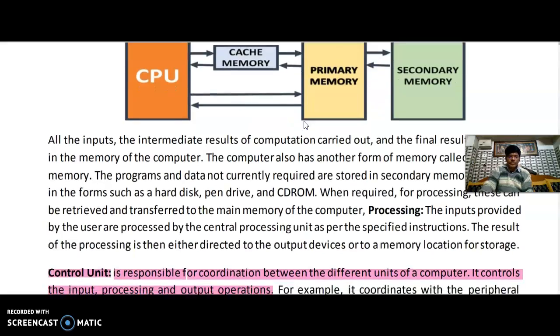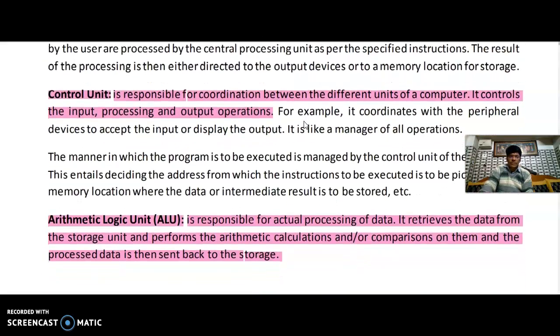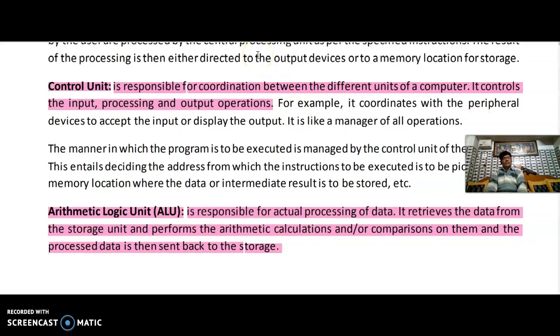Okay. Now we can discuss the control unit, which as a whole controls all the peripherals attached to the computer, like CD-ROM, hard disks, and printer. So all these things are controlled by the control unit. It is responsible for coordination between the different units of a computer. It controls the input, process, and output operations. For example, it coordinates with the peripheral devices to accept the input and display the output. It is like a manager of all operations.